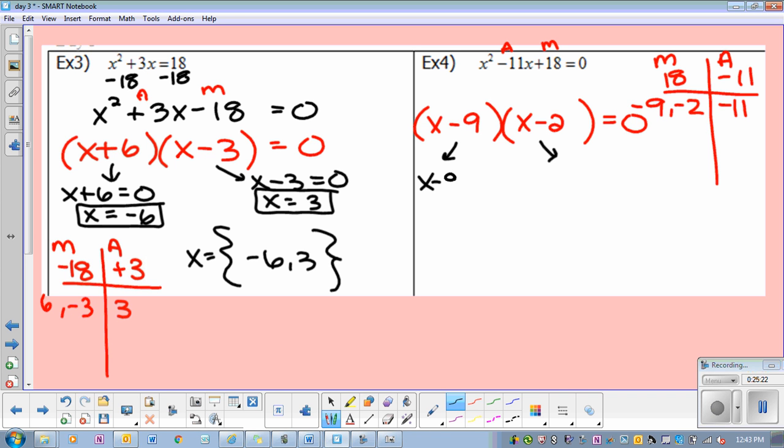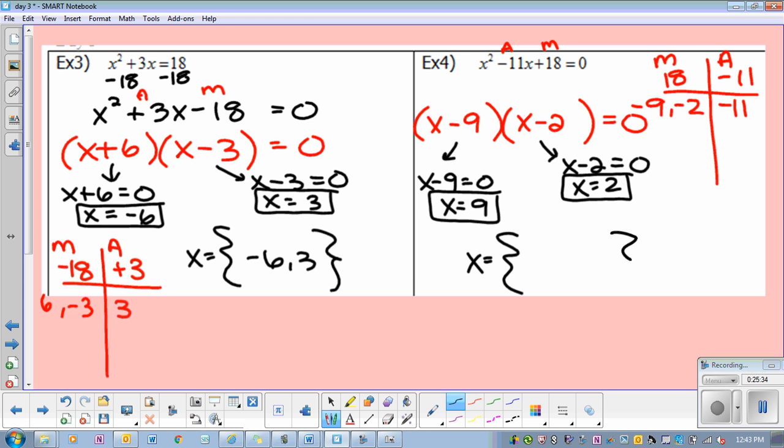Good. x minus 9 equals 0, and x minus 2 equals 0. So x equals 9, and x equals 2. Now I'm going to put them in my solution set. There we go.